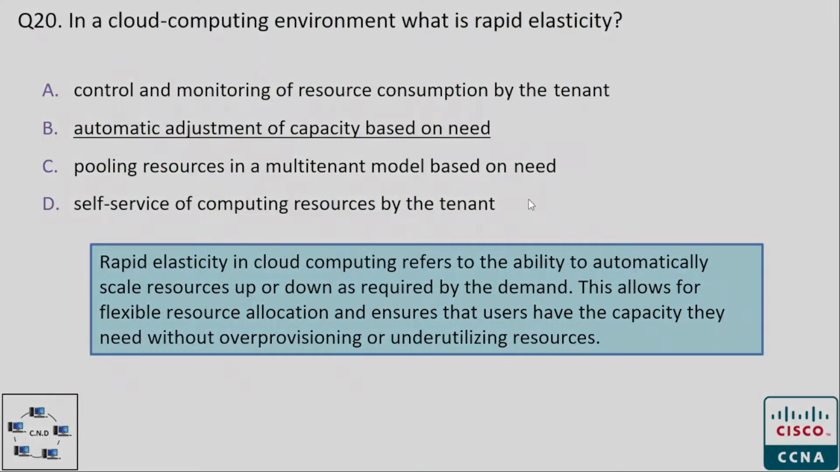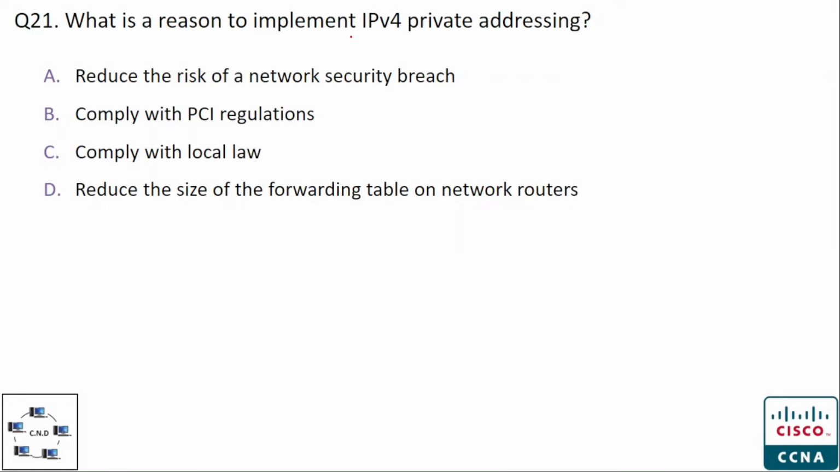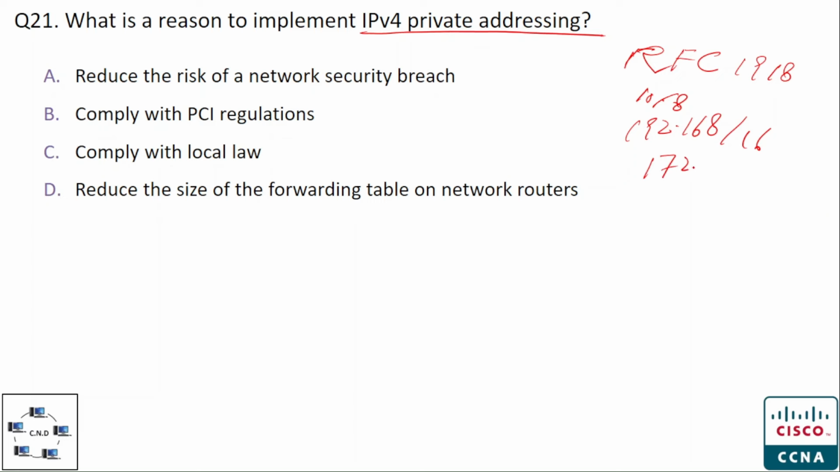Let's move forward to question number 21. What is the reason to implement IP version 4 private IP addressing? We are talking about the RFC 1918 address scheme that contains 10/8, 192.168/16 and 172.16/12. So why are these used? There are multiple reasons. One reason is given here, the appropriate reason. So we have to select that one.